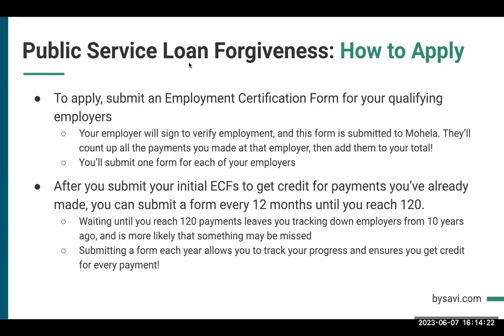Technically, you can wait until you've made all 120 payments to apply, but that leaves you tracking down employers from 10 years ago, and it's more likely something could be missed. By submitting this form once per year, you ensure that you're getting credit for every payment that you've made, and if there are any issues, it's much easier to fix them in the moment rather than trying to go back and fix payments from years ago.